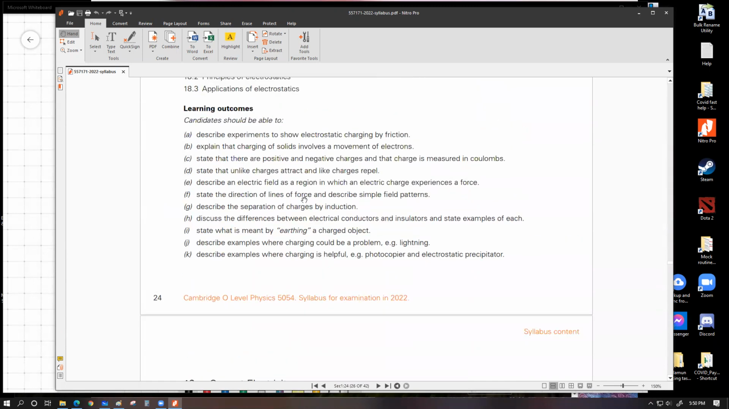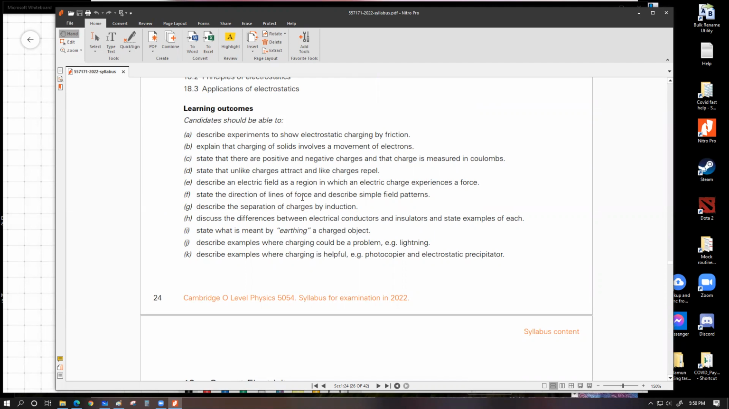So within your syllabus, you do not see the existence of gold leaf electroscope or a device like that. Gold leaf electroscope used to be a part of your syllabus, let's say 2 years back. And since then, they have discarded it, because I think the people who set the syllabus feel that it's not very important that you should know about this.